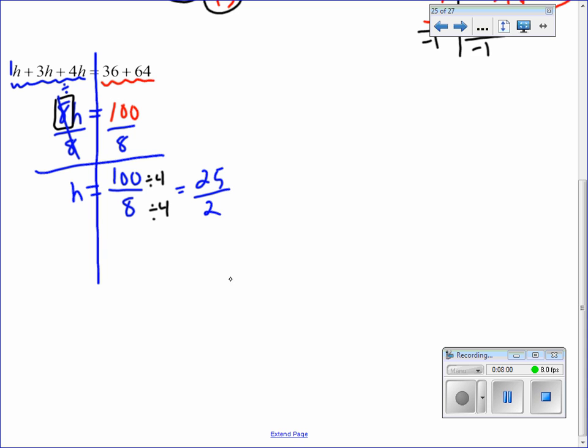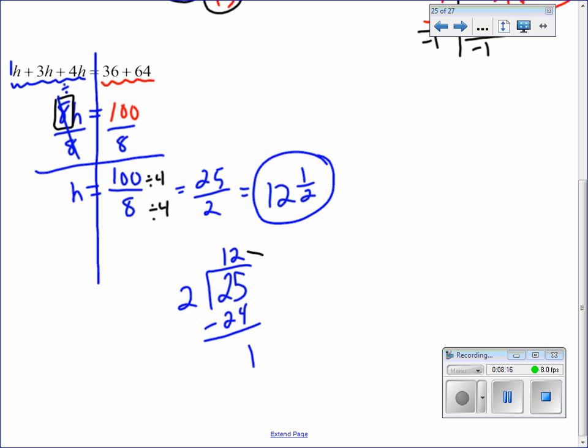Now we need to turn it into a mixed number, so whenever the top number is bigger than the bottom number, we put it on the inside of the division sign. 2 goes into 25 12 times to get 24 with a remainder of 1. So that means we get 12 and 1/2. 12 and 1/2.